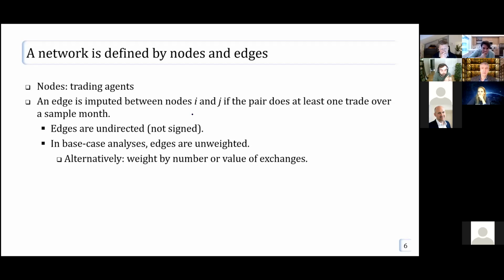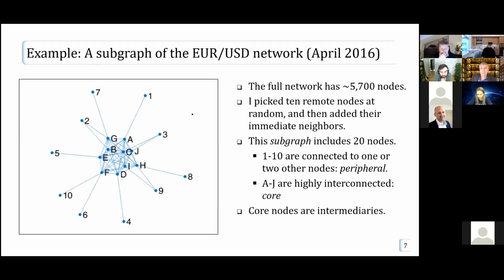And in most of our base case results, the edges are going to be unweighted. I'll talk some about the alternative weighting schemes. They give pretty much the same results.